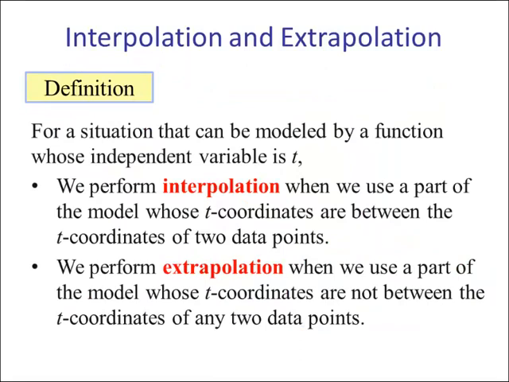For a situation that can be modeled by a function whose independent variable is t, we perform interpolation when we use part of the model whose t-coordinates are between the t-coordinates of the two data points. In other words, as long as our independent variable that we pick is inside the domain, we are doing interpolation. We perform extrapolation when we use part of the model whose t-coordinates are not between the t-coordinates of any two data points, or we are outside the domain of the x's.